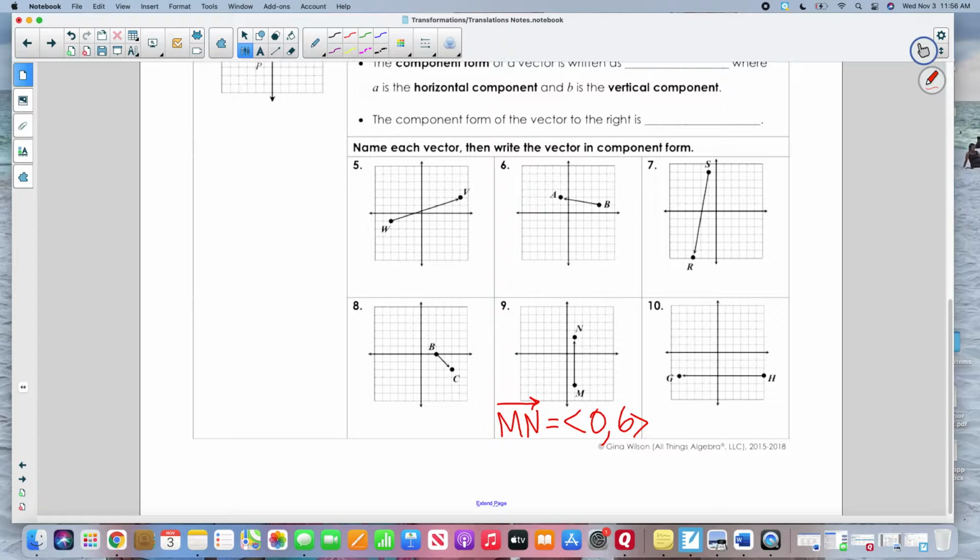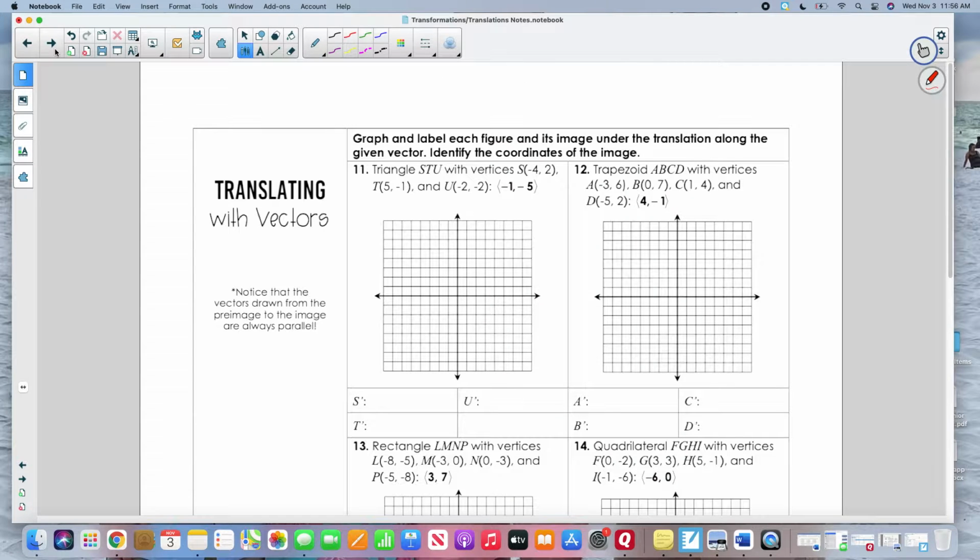But now number 10 would be only moving left, right. Negative 11. So negative 11, because it's moving to the left, 0. I did all those. Are there any questions on that type of problem? Just identifying the vector. Those are some quality students. Okay? All right.